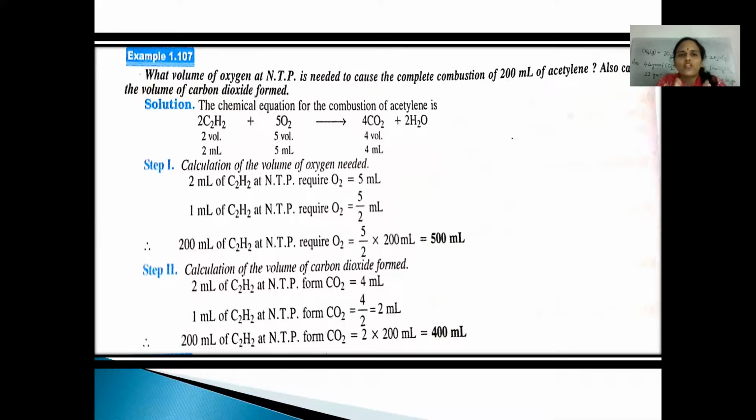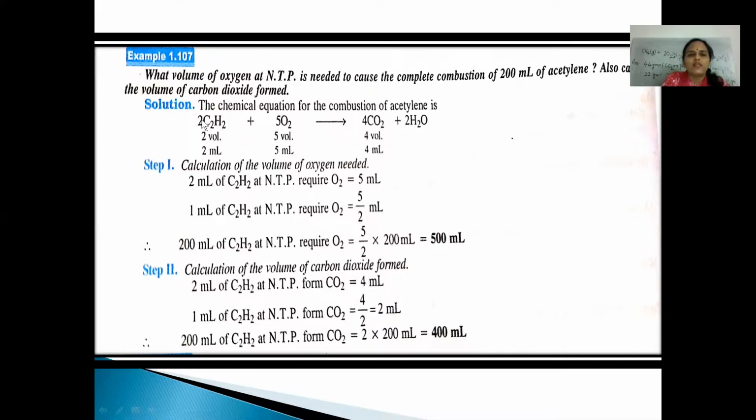So C2H2 when treated with oxygen, a combustion reaction is treatment with excess oxygen. The byproducts formed are always carbon dioxide and water. That is what I'm telling you. So write C2H2 plus O2 gives CO2 plus H2O. But you need to balance this equation because it is a stoichiometric calculation. So you will balance the equation first. It is 2C2H2 plus 5O2 gives 4CO2 plus 2H2O. That is how you will balance the equation.